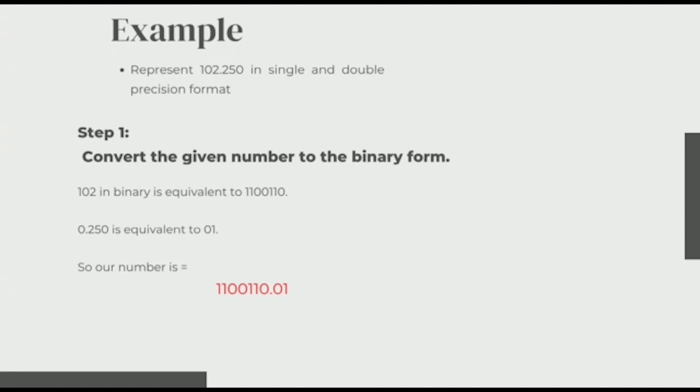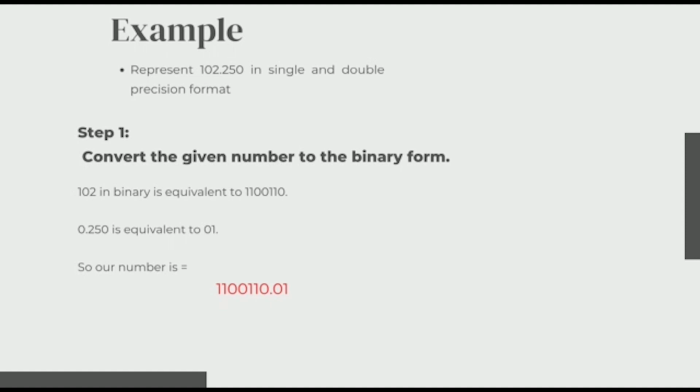So the first step is converting the number to its binary form. The binary form of 102 is 1100110 and of 0.250 is 01. So our number will become 1100110.01. This number will be used in the further stages.